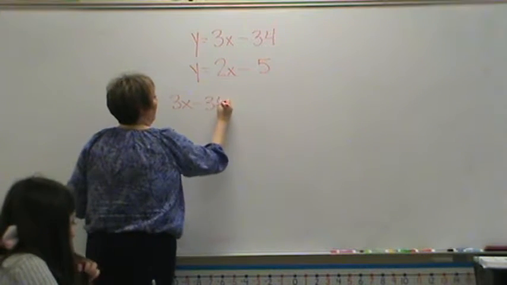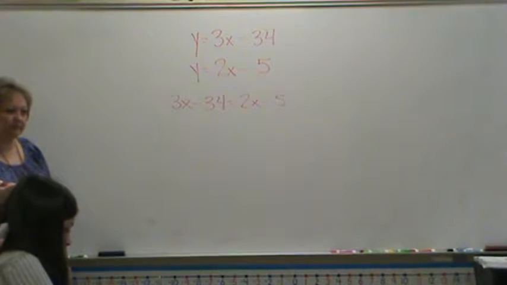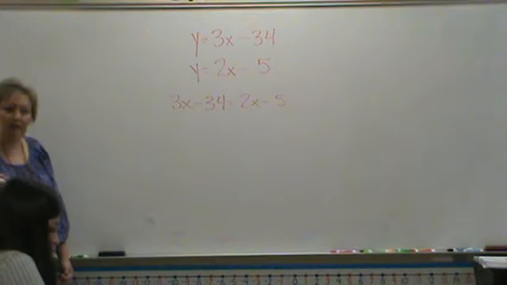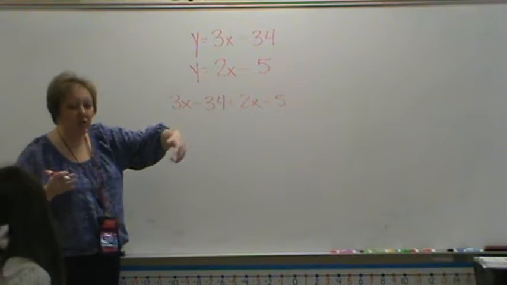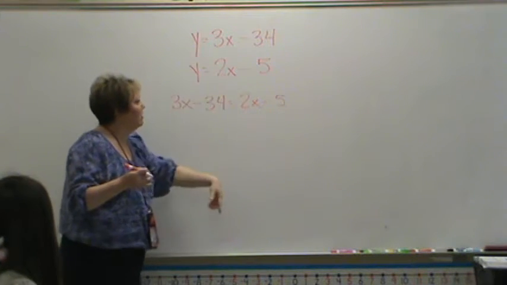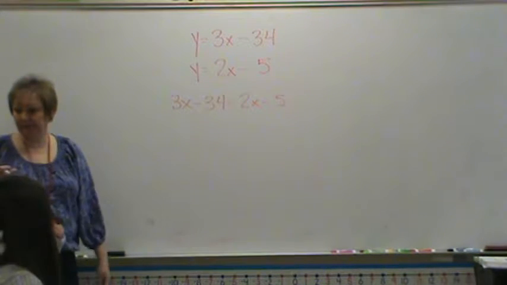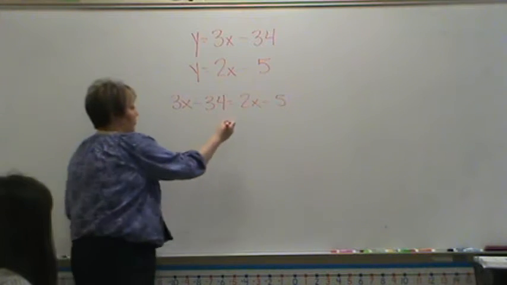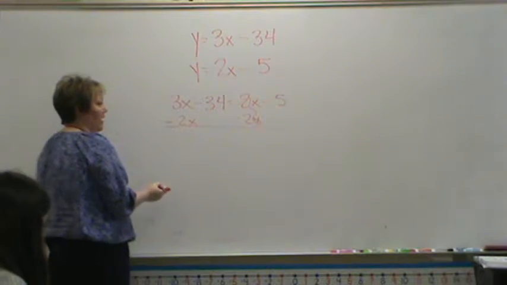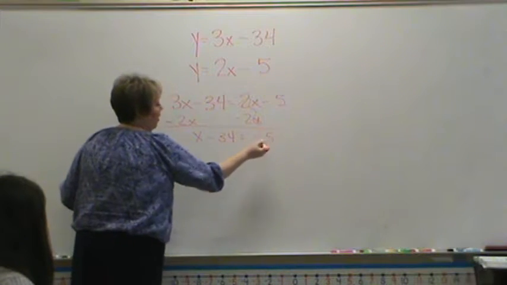3x minus 34 equals 2x minus 5. Now, why can I do that? What are we looking at? They both equal y. So by substitution, I can replace one of these y's with the rest of the equation. Okay, now what do I do? Solve it. Tell me how. Subtract 2x. When I subtract 2x, what do I get? x minus 34 equals -5. Now what?